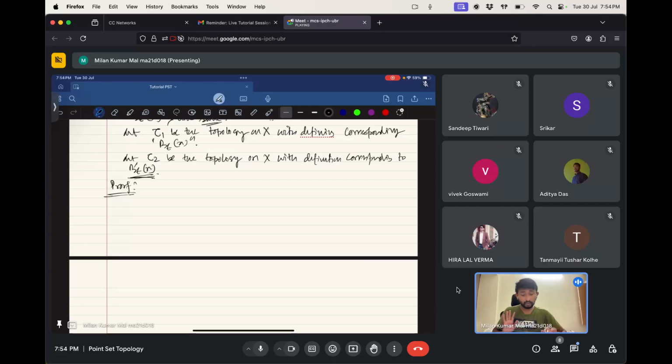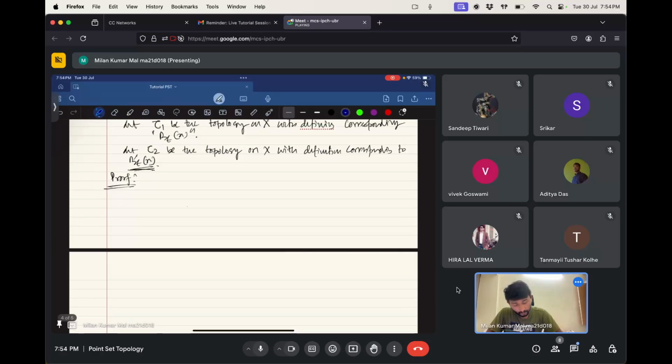First I want to explain something, what the topology says. For example, I am taking R2. This is the R2 space in general. This is the x-axis and this is the y-axis, something like that.